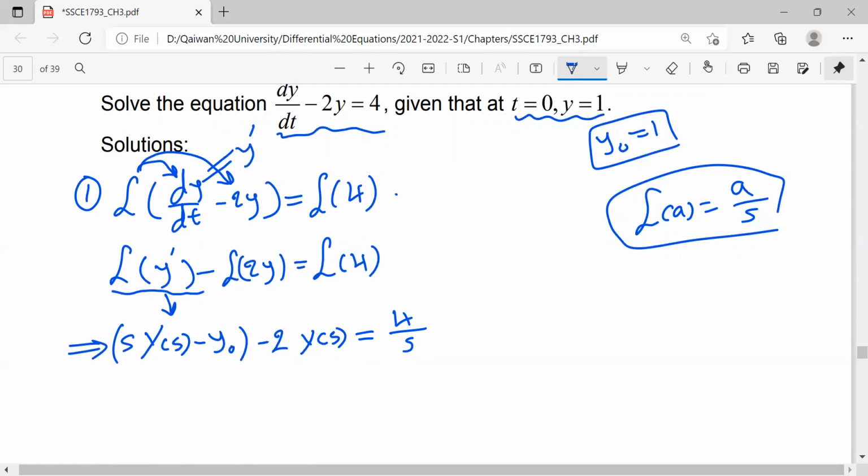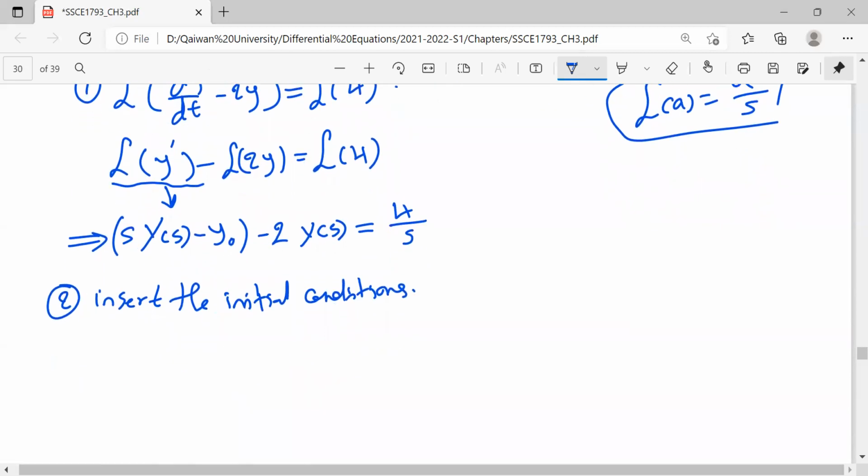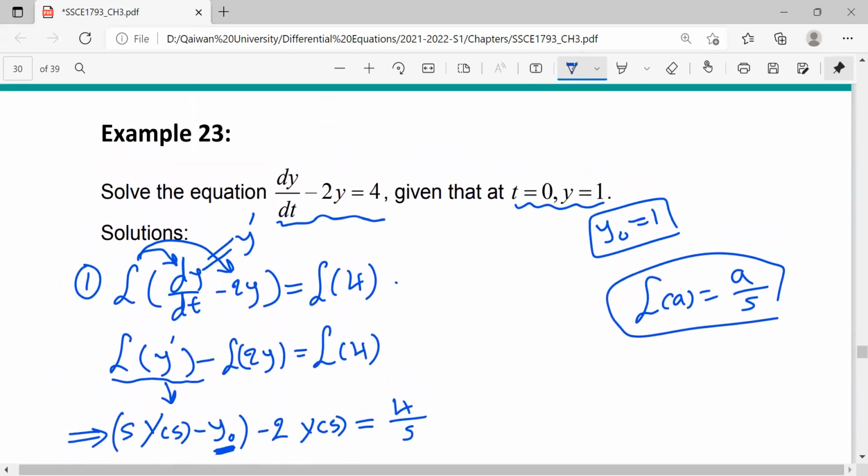But before that, in step 2, we insert the initial conditions. Here we have only y naught, Y of 0 equals 1. We replace it by 1. Okay, we apply the conditions, we insert them.